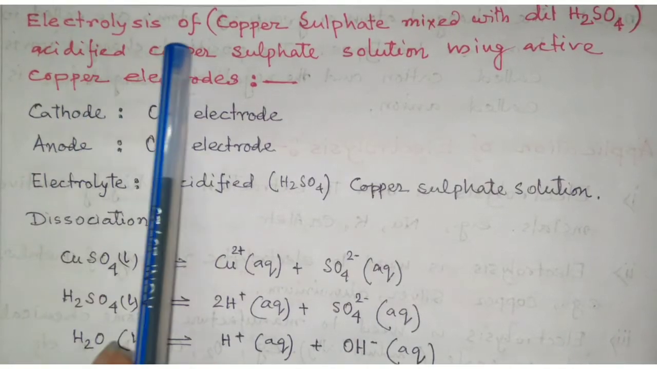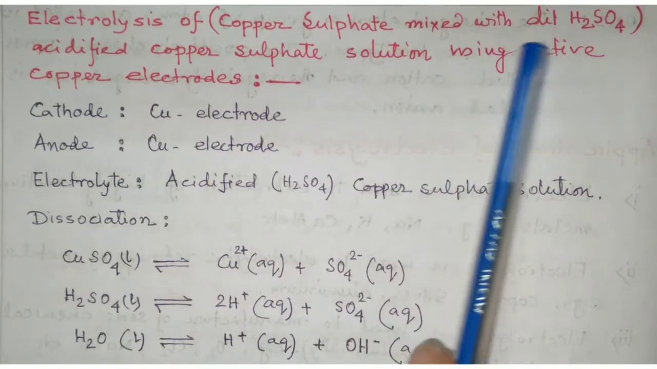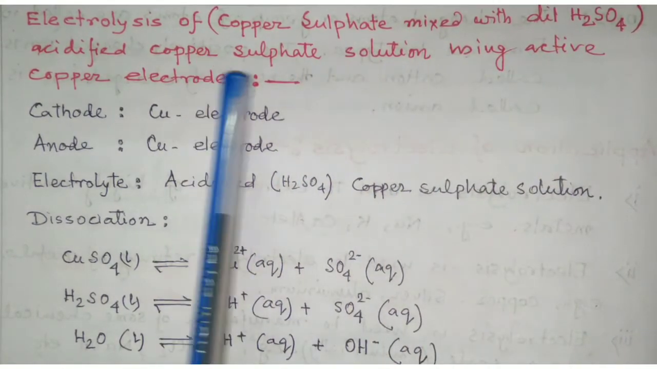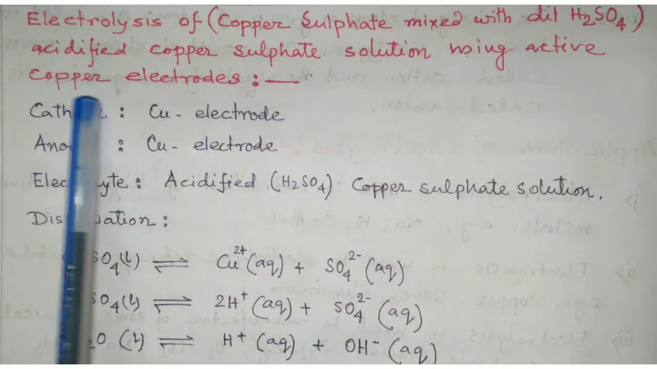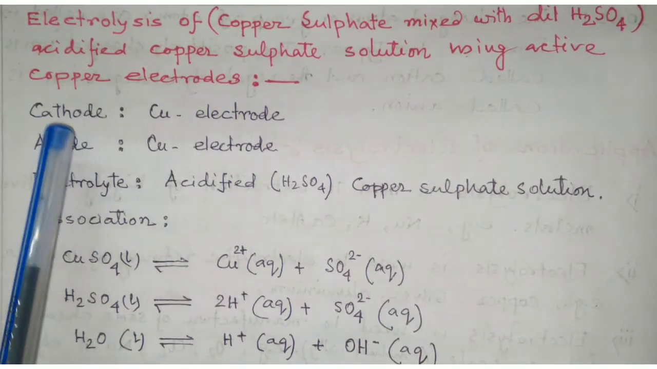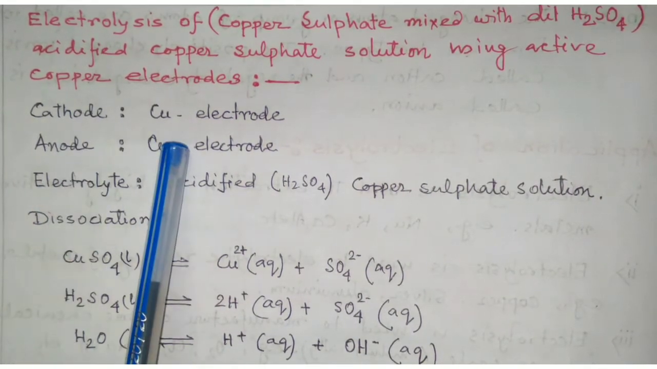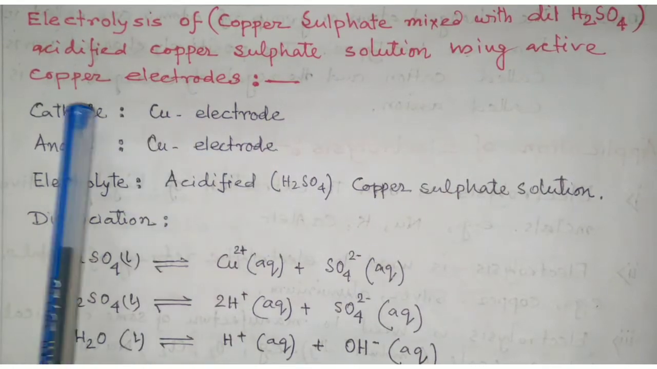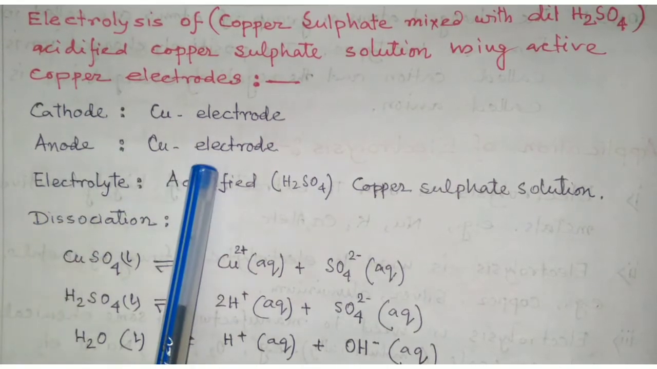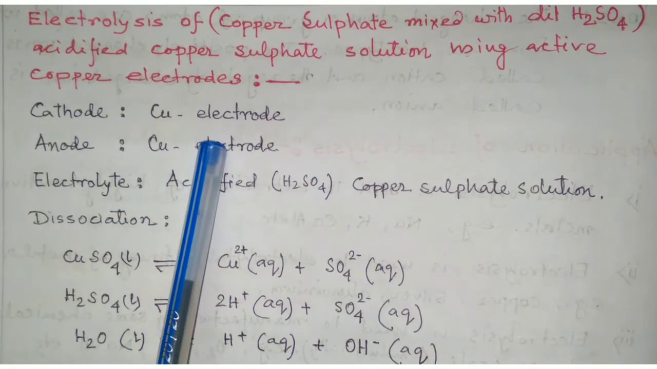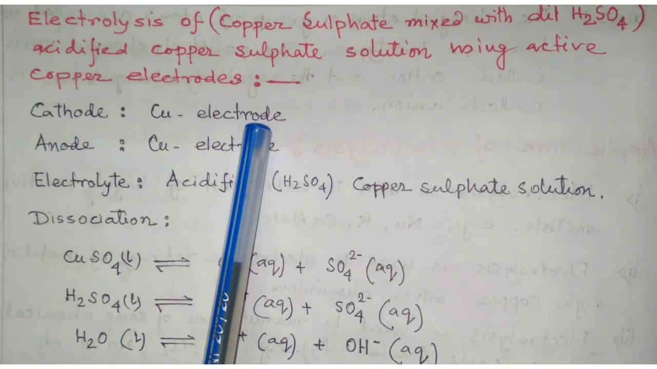Now we discuss the electrolysis of copper sulfate mixed with dilute sulfuric acid using active copper electrodes. Here we use copper electrodes as cathode and anode. That is, in both cases, cathode and anode, we use copper electrodes.